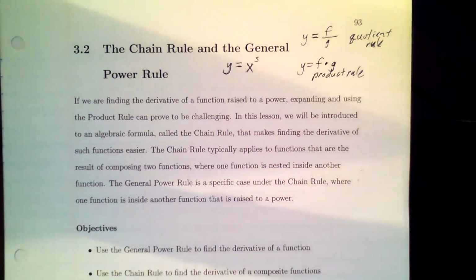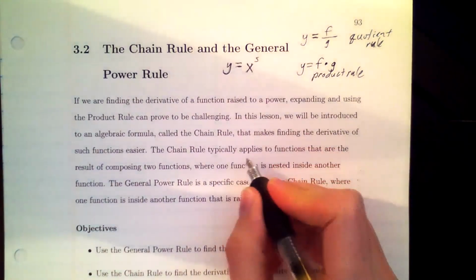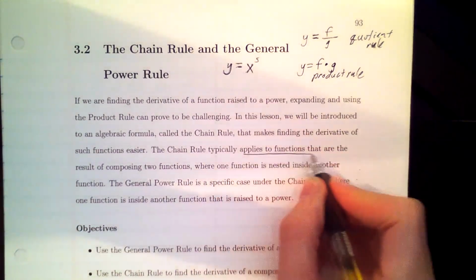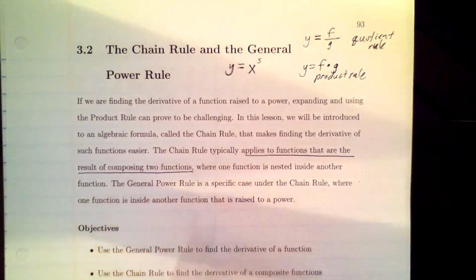So section 3.2 is a continuation of learning new derivative rules, and this time we're going to learn the chain rule. The chain rule typically applies to functions that are a result of composing them. So this applies to functions that are the composition of functions.